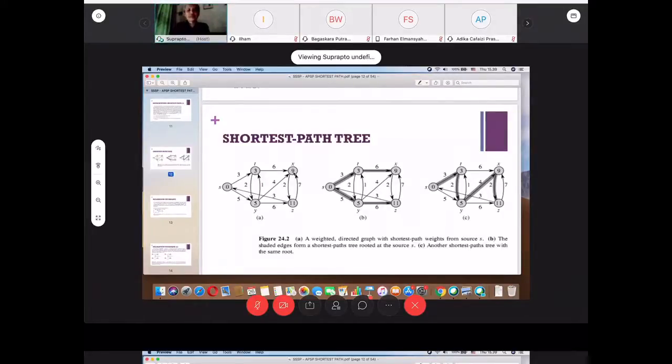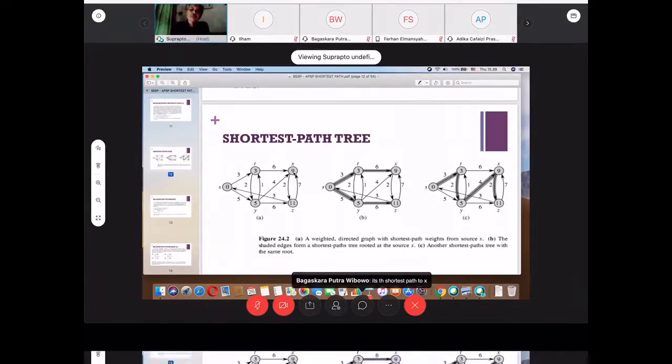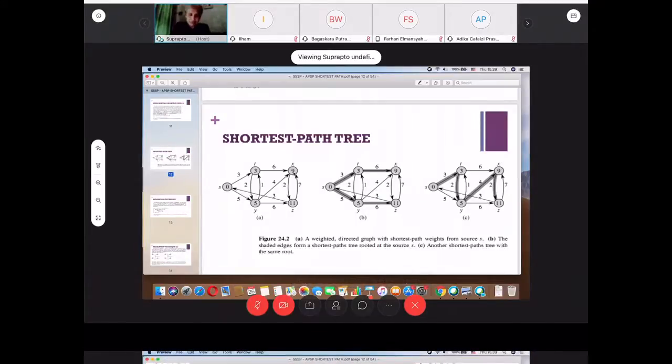Because the weight of the shortest path from source S to X is 9. This one, the shortest path: 3 plus 6, 9. The shortest path from S to T is 3, because there is only one edge, which is 3, right?